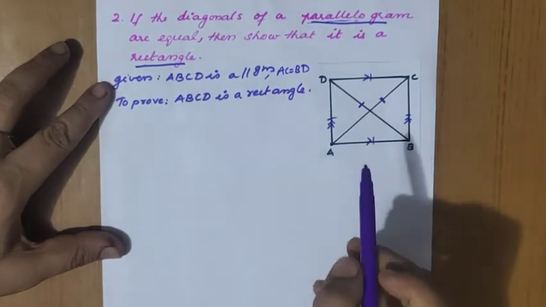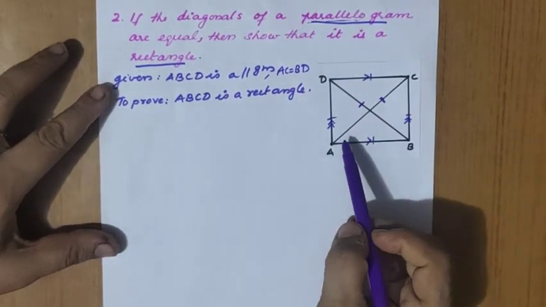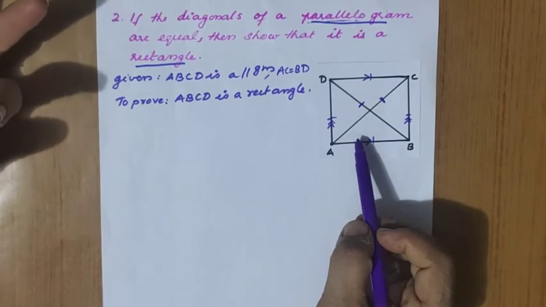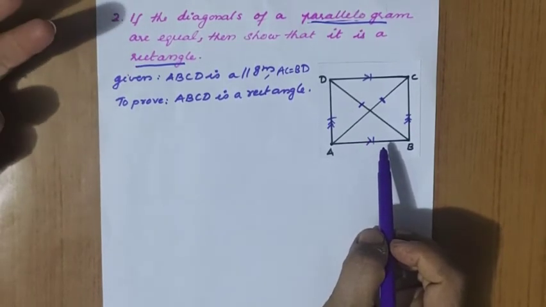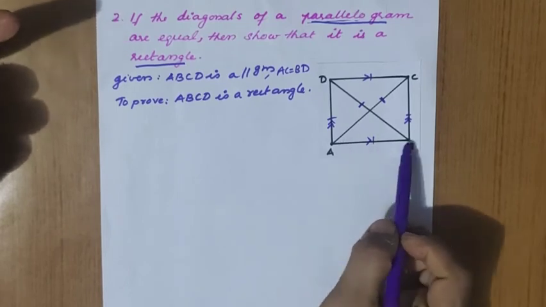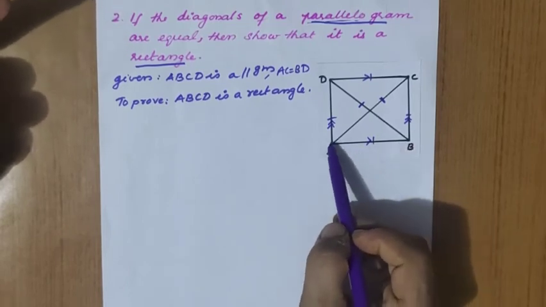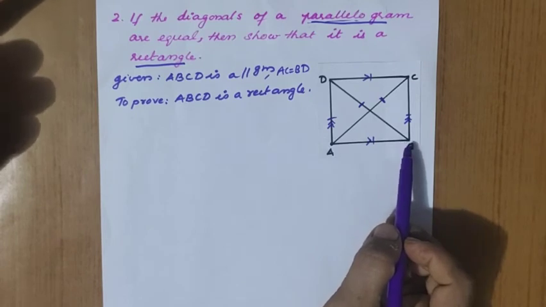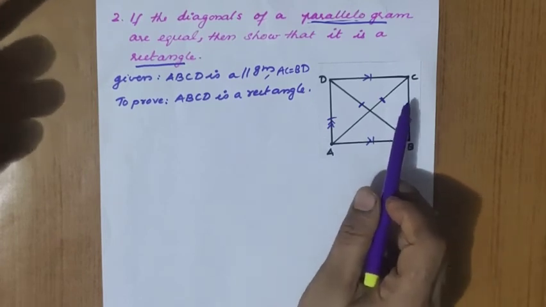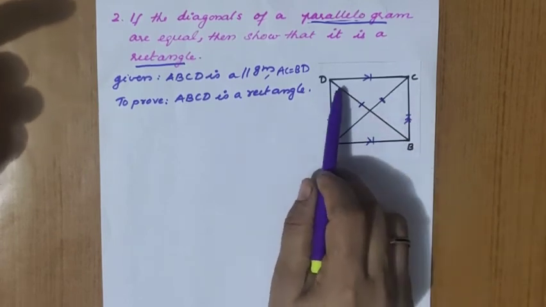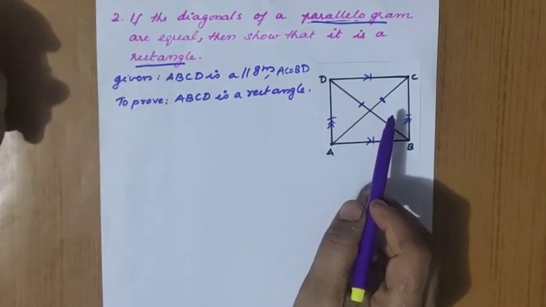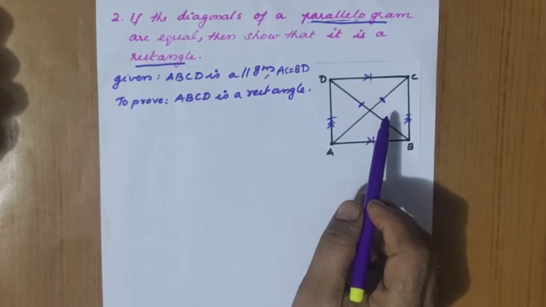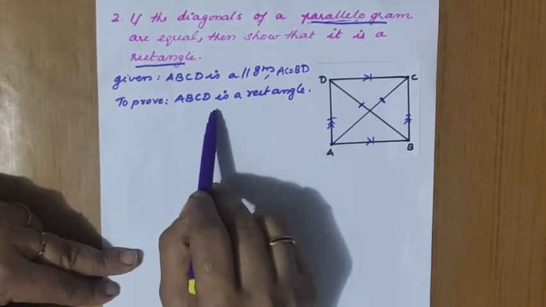ABCD is a parallelogram, that means we know the conditions we already wrote. Which are the conditions? Opposite sides are equal and parallel, opposite angles are equal, and adjacent angles are supplementary. Angle A and angle B sum is equal to 180 degrees, B plus C is also 180 degrees, C and D, like that we can write adjacent angle sum is equal to 180 degrees, and opposite angles are also equal. Now what should we prove?